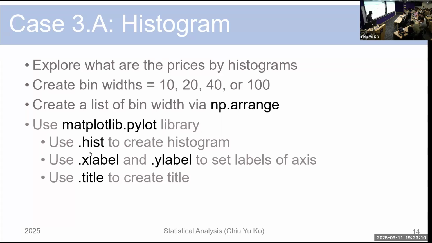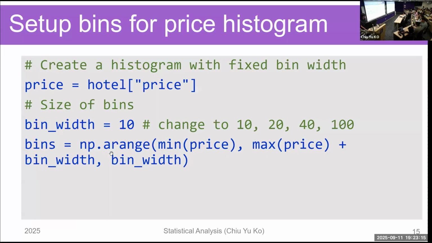The one we have seen, the bar chart, will be barh. But now we have hist. So what we're going to do is, from the hotel data, we take the price column and copy it out, saving it as the price variable. And here we have created a bin. The bin width can be, say, 10, 20, or 40 or 100. We're going to make the bins start from the minimum price to the maximum price. That's a little bit weird code. Have to be careful.